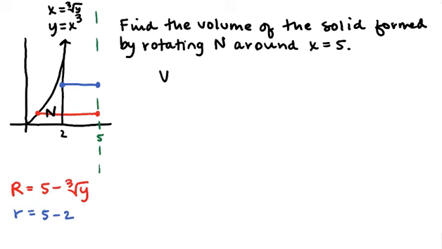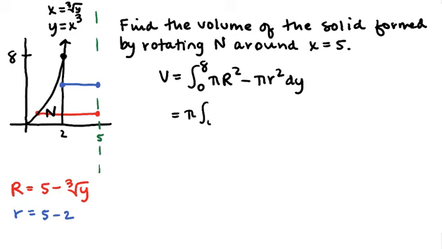So the volume is going to be equal to the integral from y equals 0 to y equals 8, because that's where these things are going to run into each other, since 2 to the third is 8, of pi R squared minus pi small r squared dy. I'm going to factor out the pi, 0 to 8. Large R was 5 minus third root y. Oh, hold on.